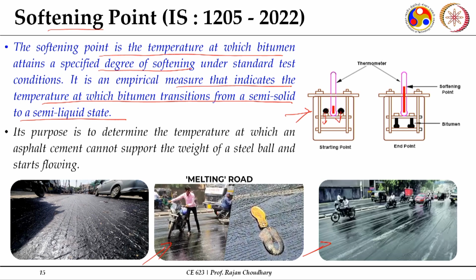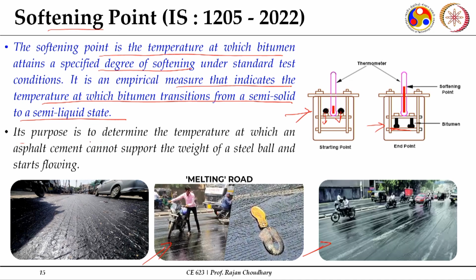Initially, when I start the test, usually it is started at 5 degrees centigrade, and gradually the temperature is raised. There the binder is in a semi solid state, and once the temperature is gradually increased, a temperature is reached where the binder in this ring starts moving down, and it touches the bottom plate. So, this gives me an idea about the phase change which is happening in the binder.